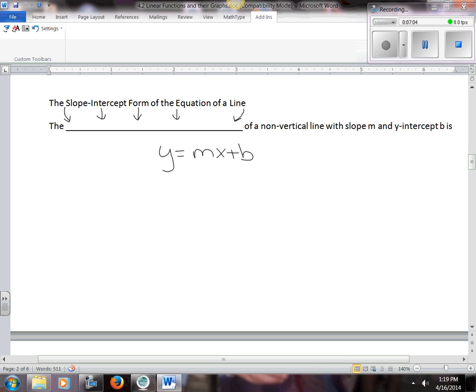The slope-intercept form of the equation of a non-vertical line whose slope is m and y-intercept is b is y equals mx plus b. So basically what this means is m represents slope, b represents y-intercept. And this is how you guys are used to seeing equations of lines and graphing them as well.